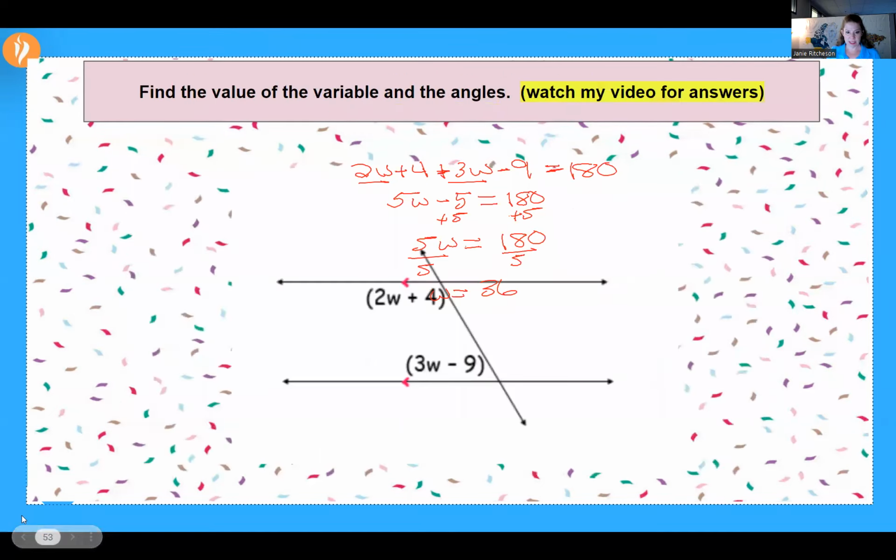I switched the screen somehow. Okay, so this is the screen. Even though I changed the screen, this is what I was solving for right here. Now, how do we find out what the measure of each of these angles, what they each measure?